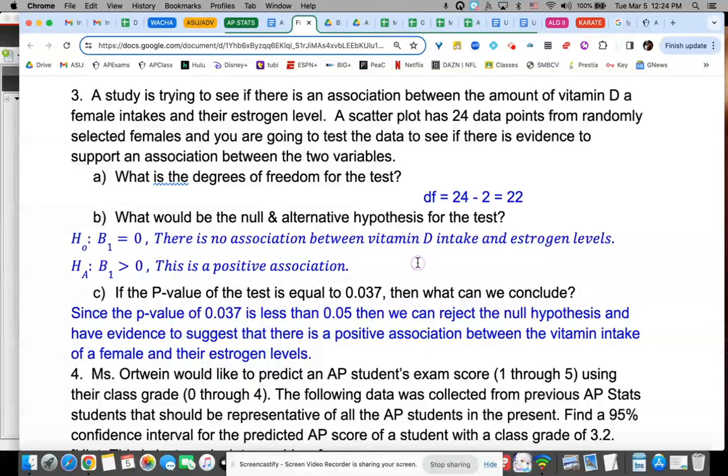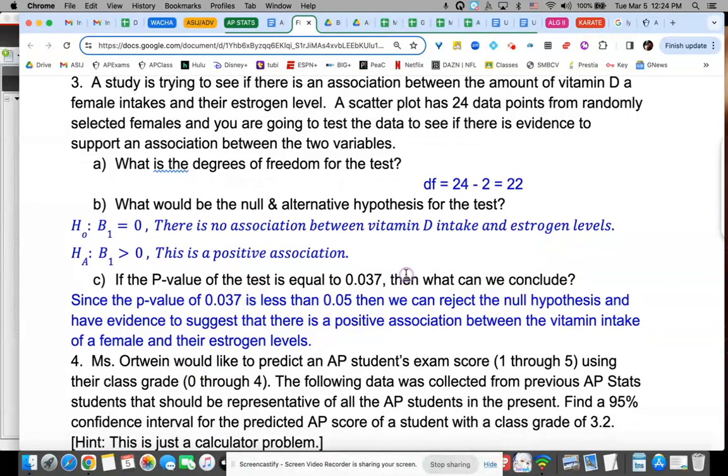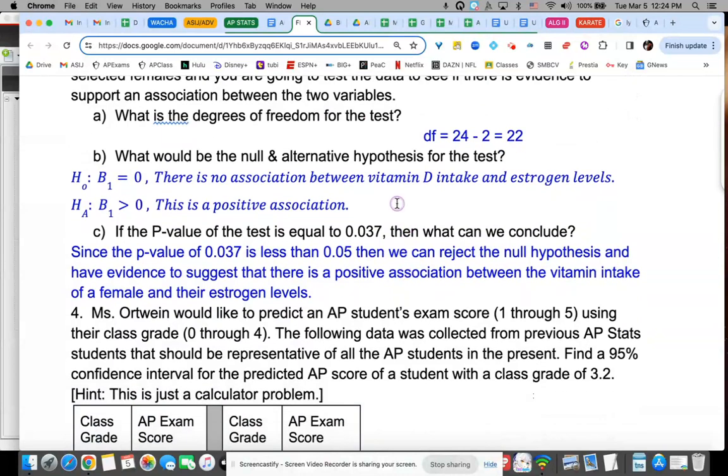Is the slope change? Okay, so you don't have to do the test in this case, but in the future you will. They say, well, you do the test and the p-value comes out to 0.037. This is less than 5%, right? So what are you concluding?